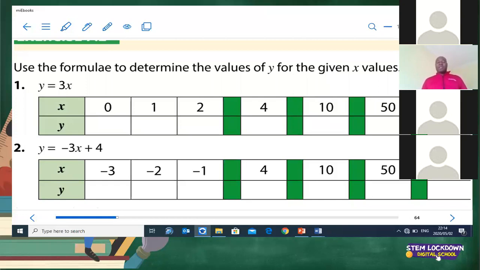Remember, the rule is given there, and we know that the rule is y is equal to 3x. That is the rule. How can we find the value of y if x is 10? Who can attempt to find the y value when the x value is 10, given the equation y is equal to 3x?